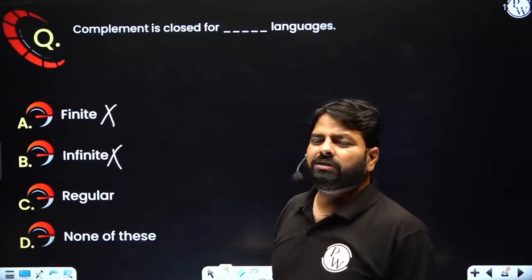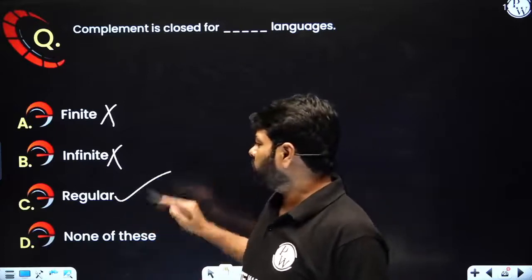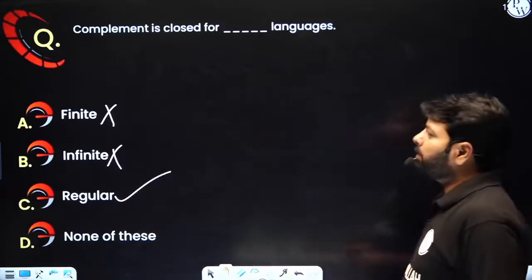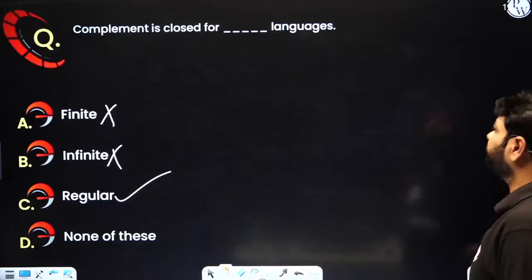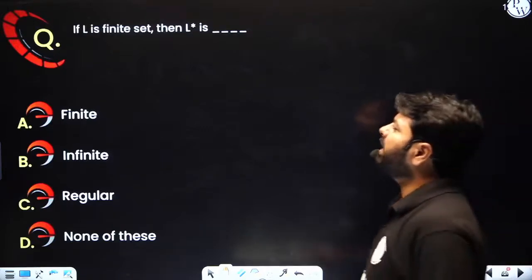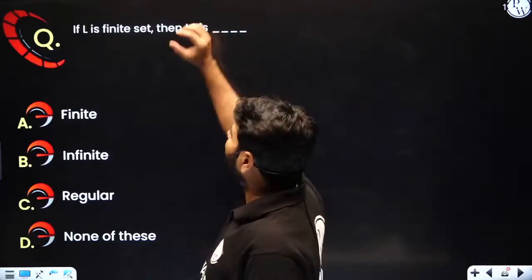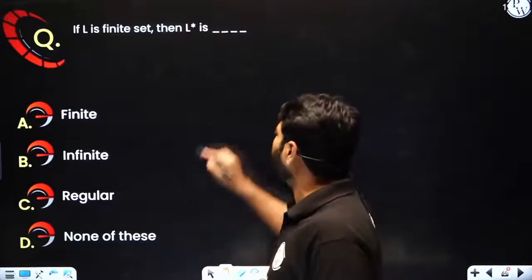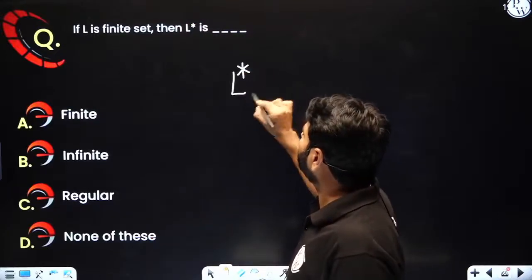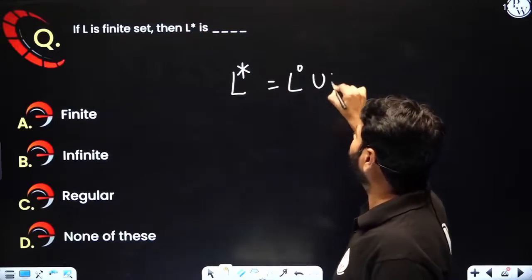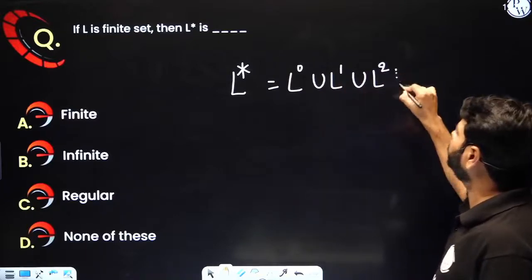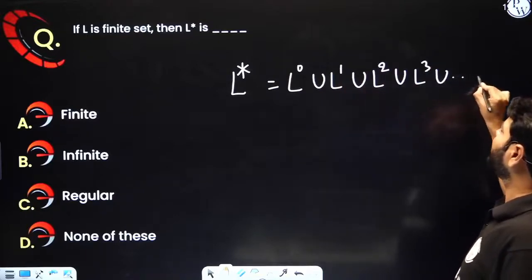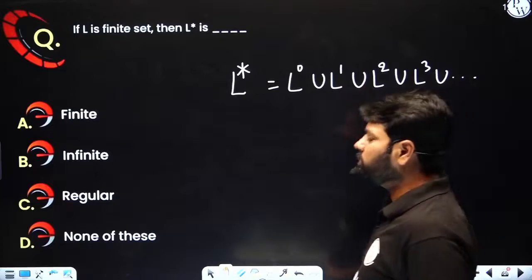Regular complement is definitely regular, so it is closed. Now look at the property of the Kleene closure. If L is a finite set, what is the Kleene closure? When somebody is talking about L star, which is the same as L power 0 union L power 1 union L power 2 union and so on, this is called the Kleene star or Kleene closure operation.